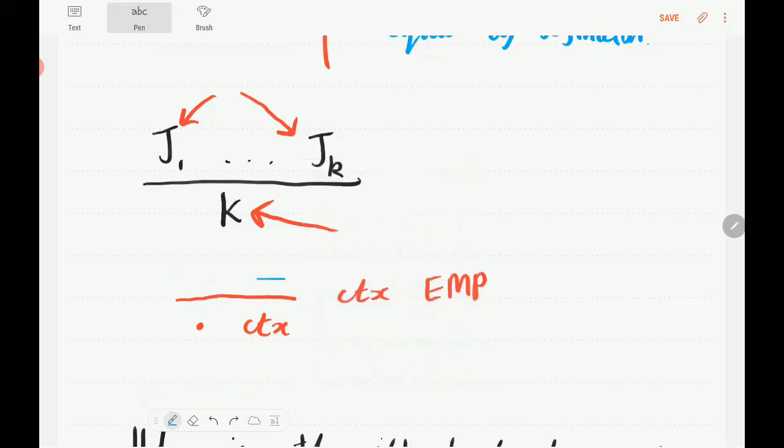Above the line, we have nothing. So this basically means that from no assumptions, we have that this stuff at the bottom is true. So remember, this horizontal line notation means that if the stuff above the horizontal line is true, then the stuff below the horizontal line is true. So from no assumptions, we have that dot is a well-formed context. And here dot denotes the empty context. So this is basically just saying that we always have that the empty context is a well-formed context.